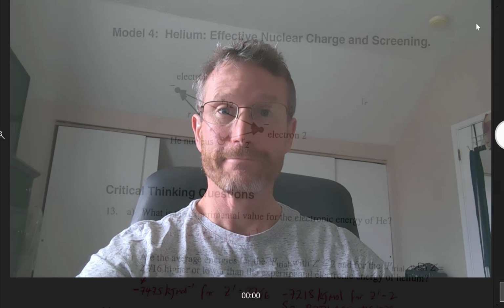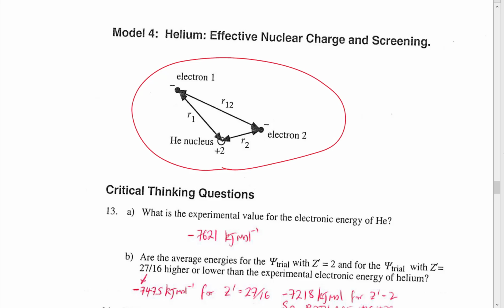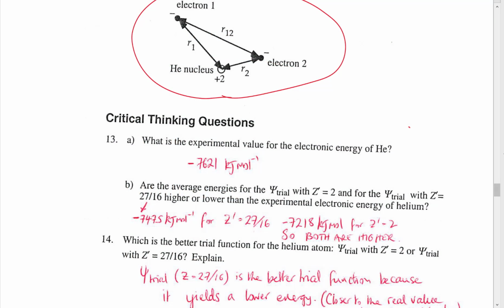And welcome back. Let's jump straight into Model 4 from Chemical Activity 9, where we're looking at the critical thinking questions. And here we are now with Model 4. Again, we've seen this before. And we look at the first question. What is the experimental value for the electronic energy of helium?